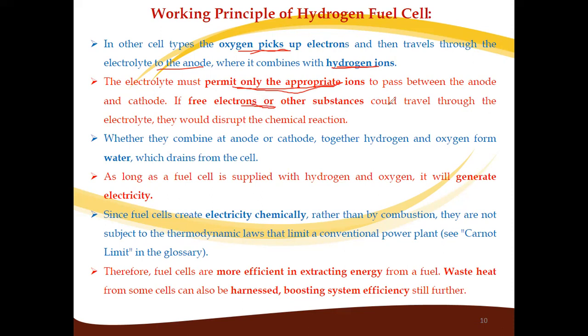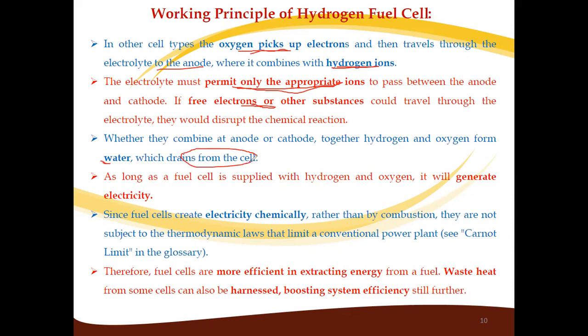could travel through the electrolyte, and that would disturb the chemical reaction. If they pass through that electrolyte, it will disturb the chemical reaction. So whether they combine at the anode or cathode, together hydrogen and oxygen form water, and that water can be drained out from the fuel cell.